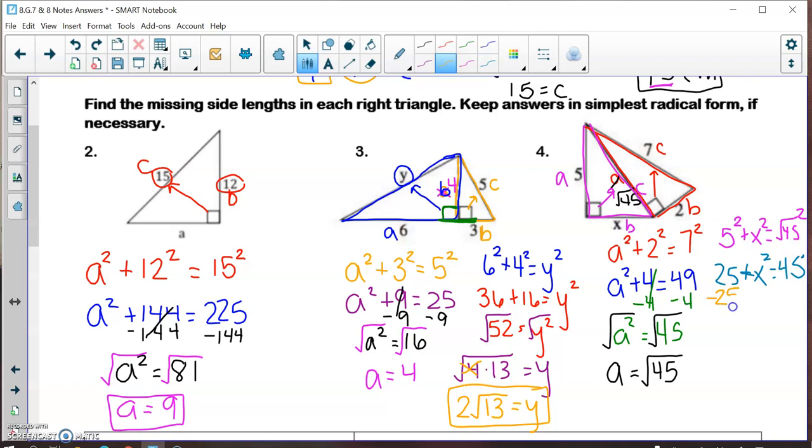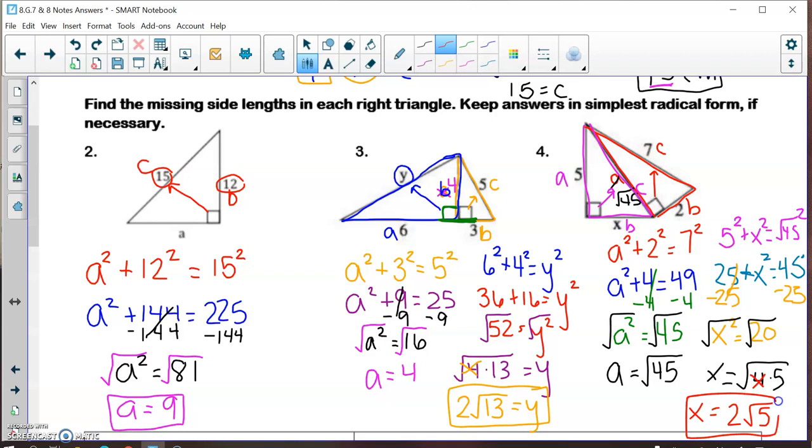Subtracting 25 from both sides, I wind up with an X squared is equal to a 20. And taking the square root of both sides, I'm not going to leave it as the square root of 20 because this is a final answer. So I am going to simplify. 20 can be split up into a 4 times a 5. The square root of 4 is a 2, so I'm going to take that 2 out. The square root of 5 cannot be done, so that remains.